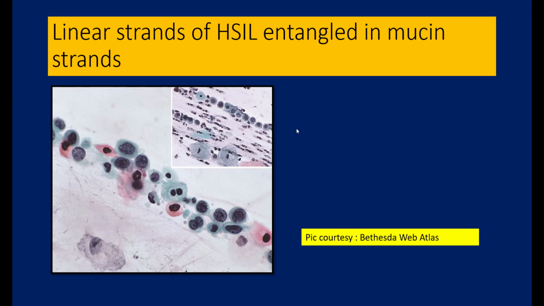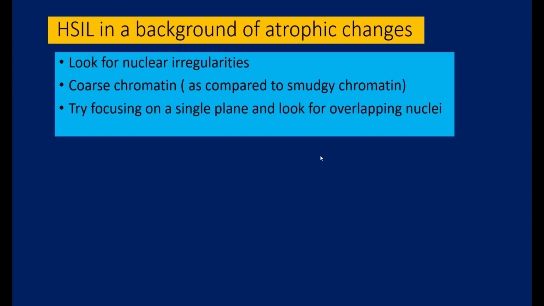This is something which we don't see that often nowadays because we only look at liquid-based cytology, but in the days gone by when we used to see conventional preparations, we used to see this pattern of HSIL getting arranged in a linear pattern along a mucous strand. This again is from the Bethesda Atlas. The next thing which I am going to talk about is the presence of HSIL in a background of atrophic changes.